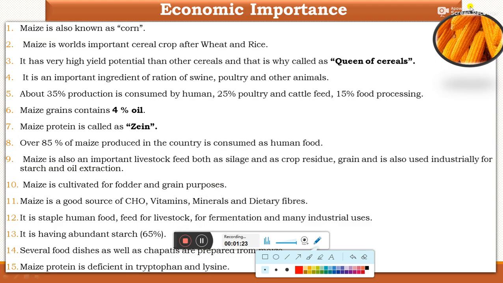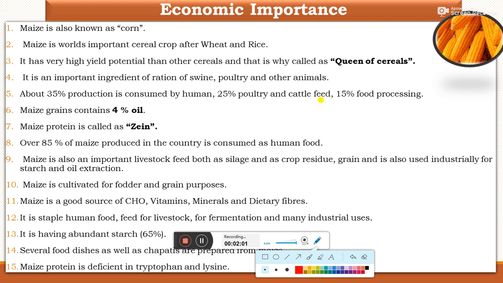Next one, the economic importance or uses of maize as a grain crop. Maize is also known as corn, as it is the world's important cereal crop after wheat and rice, and it has very high yield potential compared to any other cereal on earth. That's why maize is also called the queen of cereals. Then it is an important ingredient of the ration of swine, poultry, and dairy cattle or draft animals. About 35% of the production is consumed by humans, 25% as poultry and cattle feed, and 15% is used for food processing.